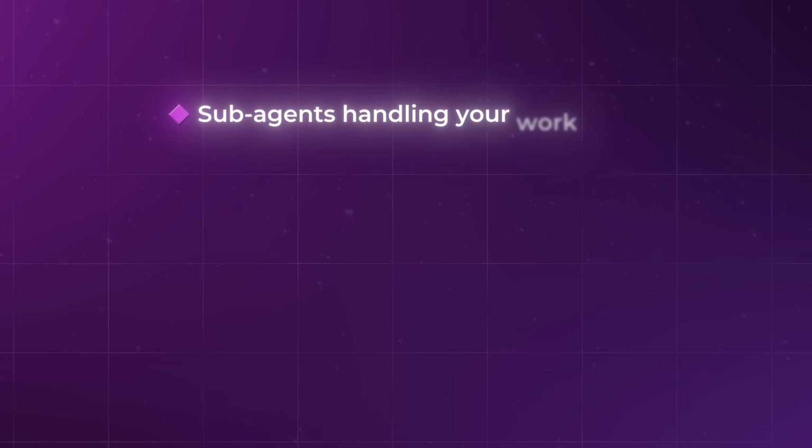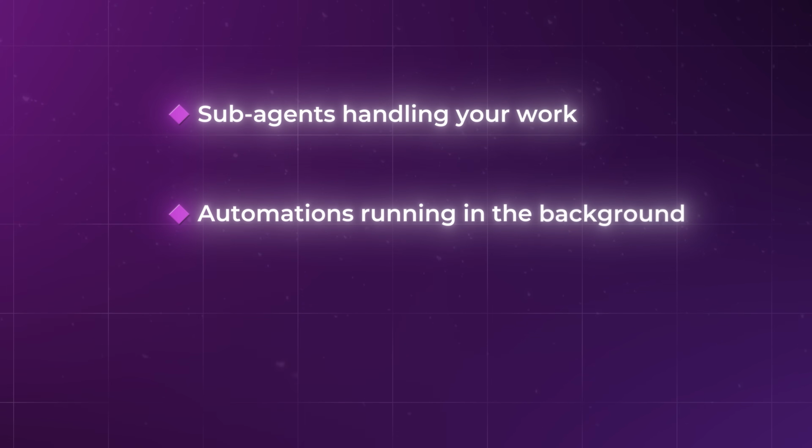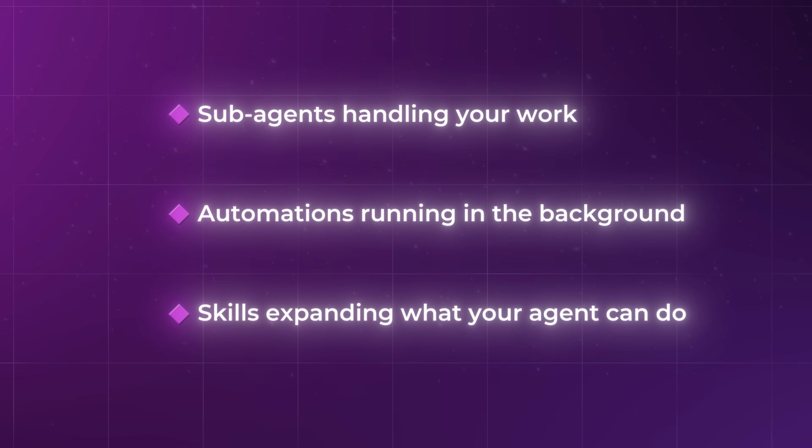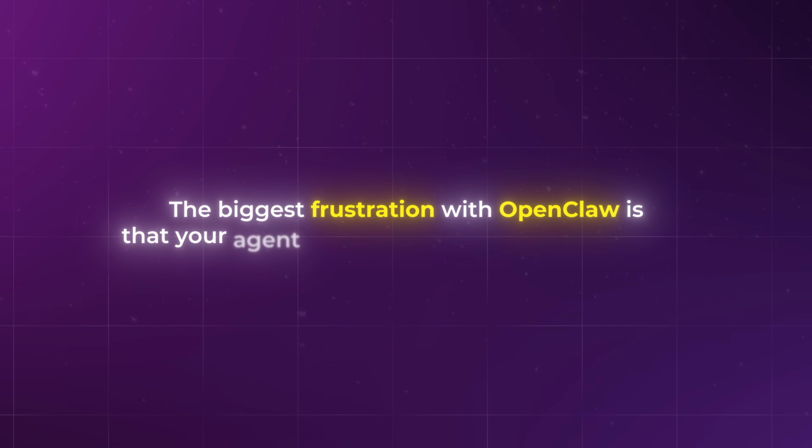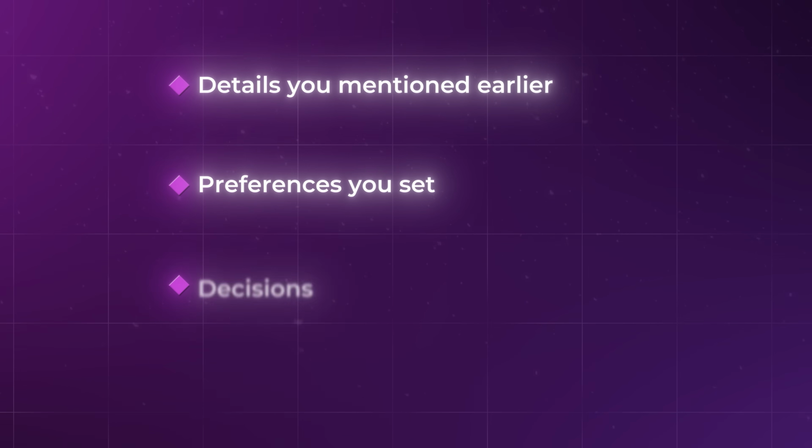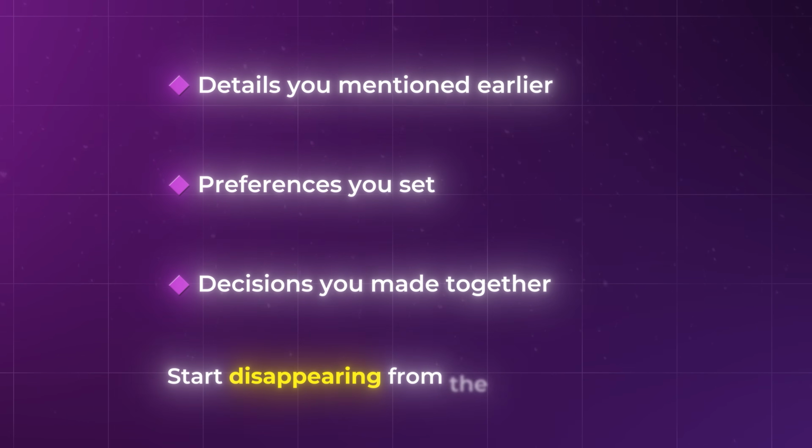Now, with sub-agents handling your work, automations running in the background, and skills expanding what your agent can do, there's one problem left to solve, and it's the one that trips up almost everyone who uses OpenClaw for more than a few days. The biggest frustration with OpenClaw is that your agent starts forgetting things over time, and you'll start to notice it after about a week. Details you mentioned earlier, preferences you set, decisions you made together, they start disappearing from the conversation.